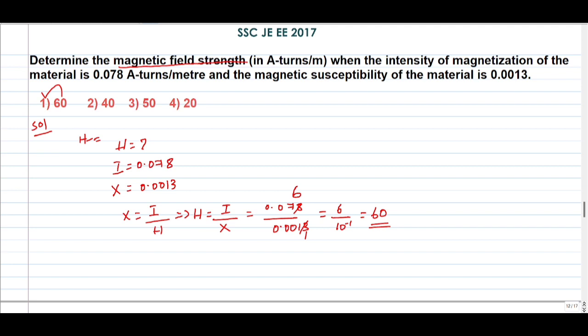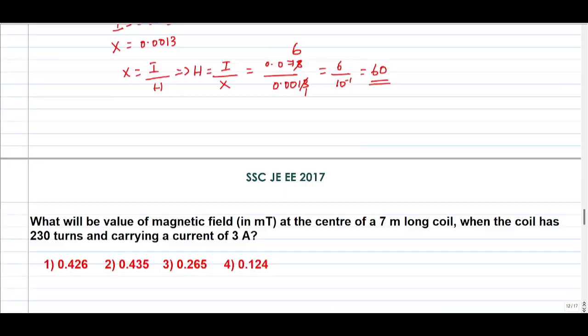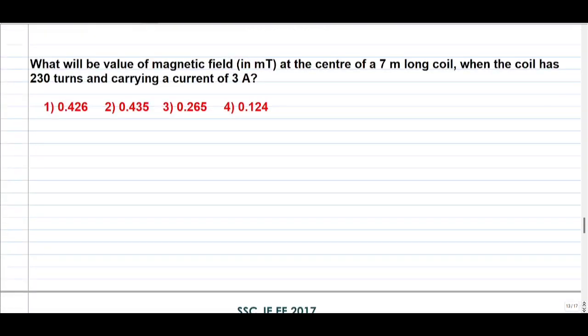Okay. I will solve the third question. What will be the value of magnetic field at the center of a 7 meter long coil when the coil has 230 turns and carrying a current of 3 amps? Okay, I want to read the question once more. What will be the value of magnetic field at the center of a 7 meter long coil when the coil has 230 turns and carrying a current of 3 amps? Okay, this is the question.